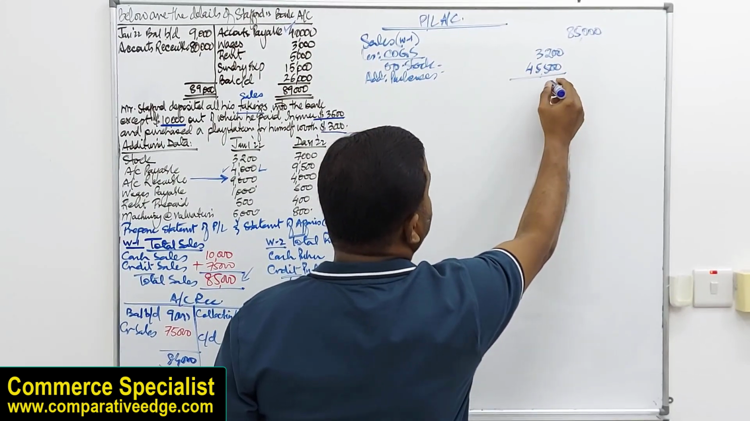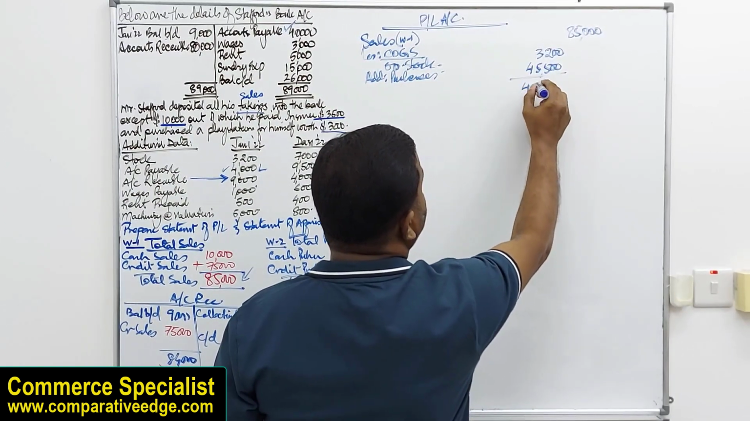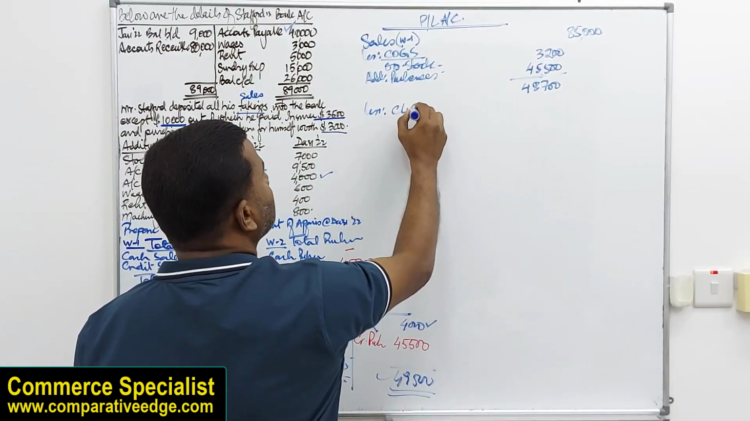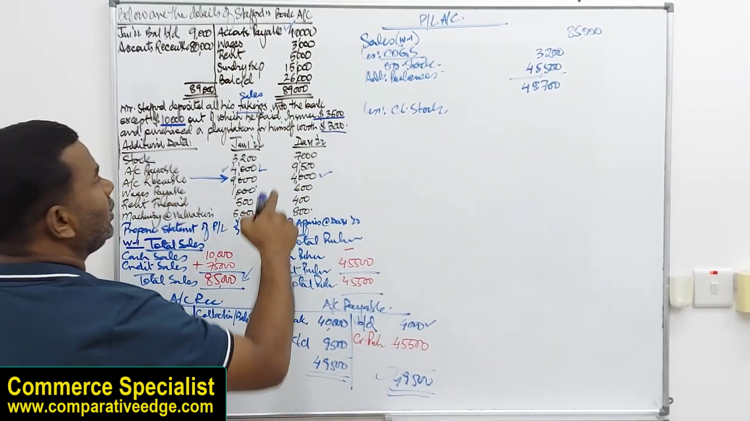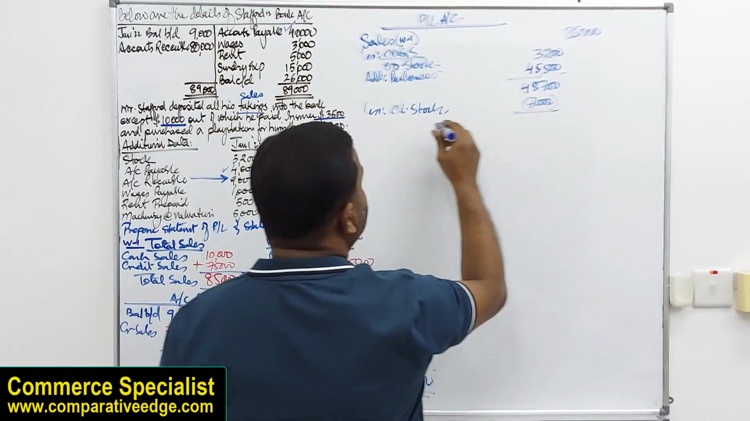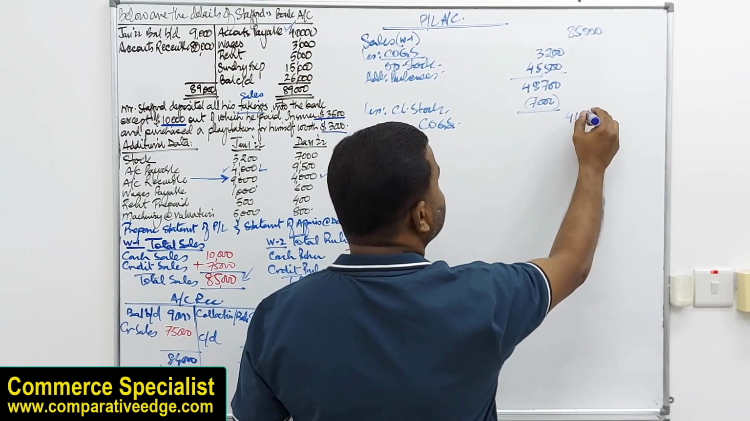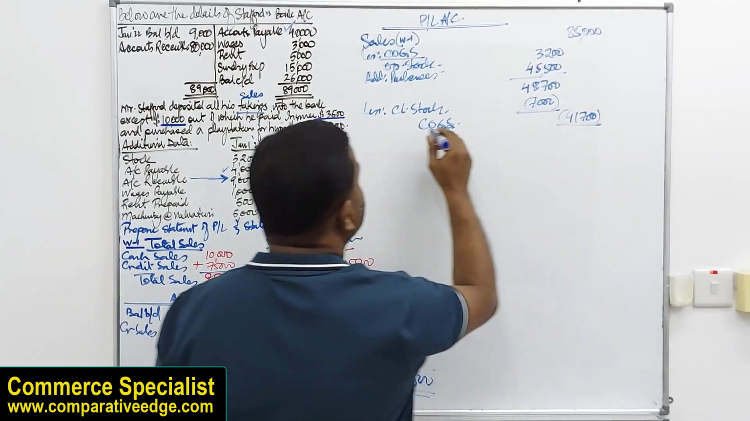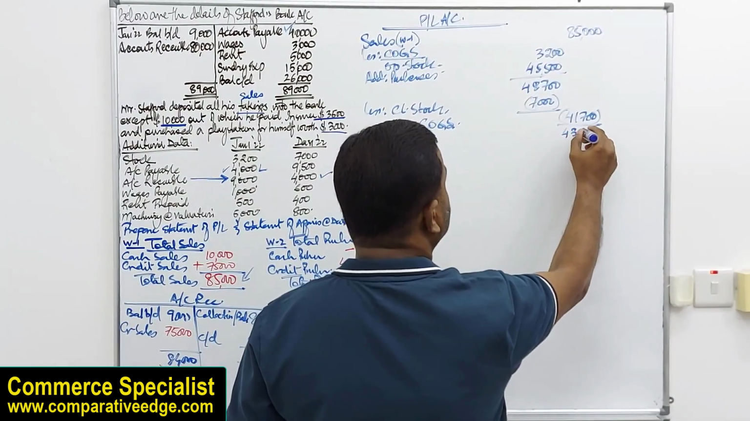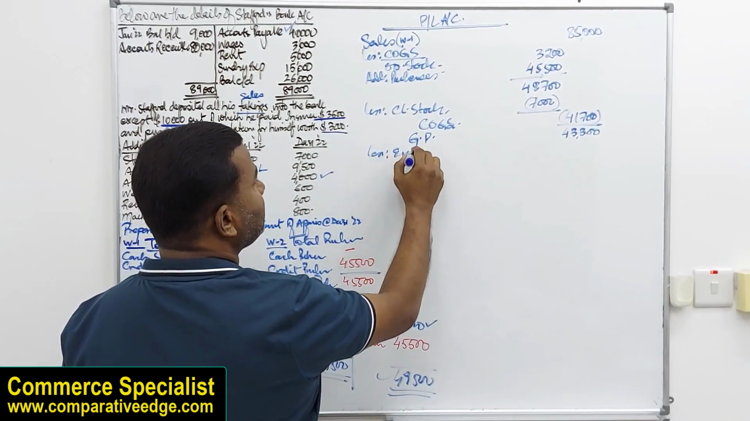When you add this, you will get 48,700. From this, you minus closing stock given in the question, 7,000. You minus 7,000. You will get cost of goods sold, 41,700. You minus this from sales, you will get gross profit. After gross profit, you have to subtract expenses.